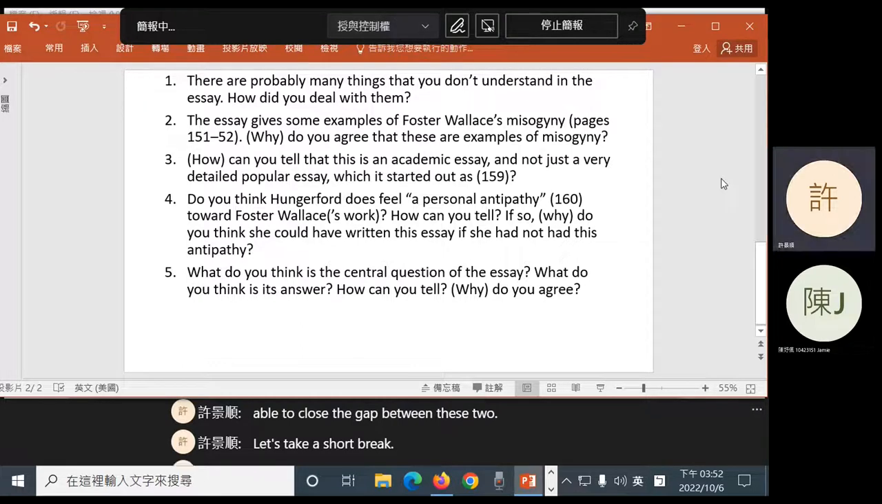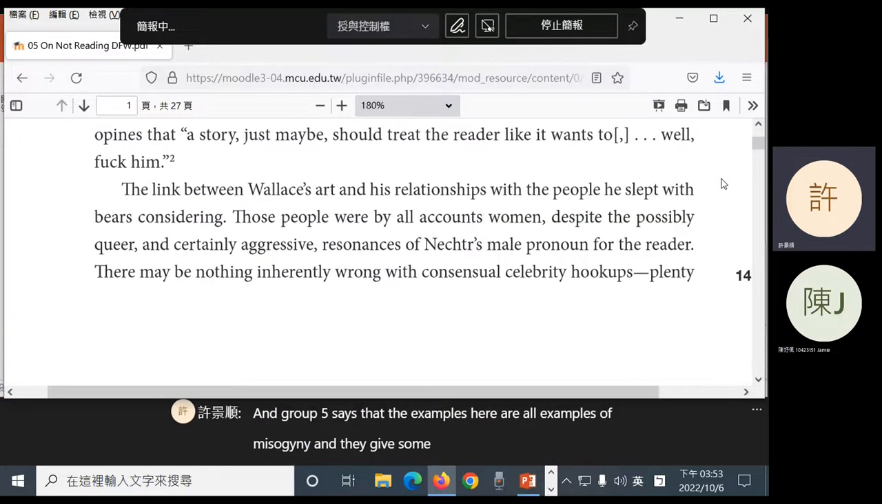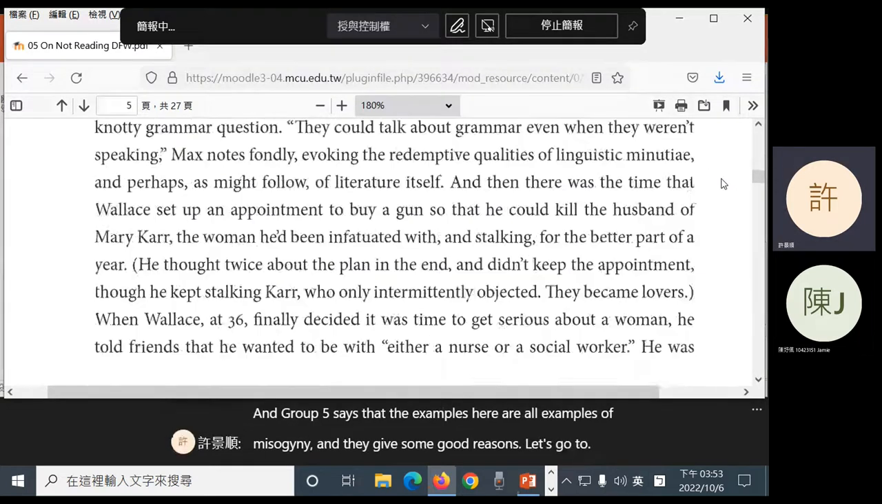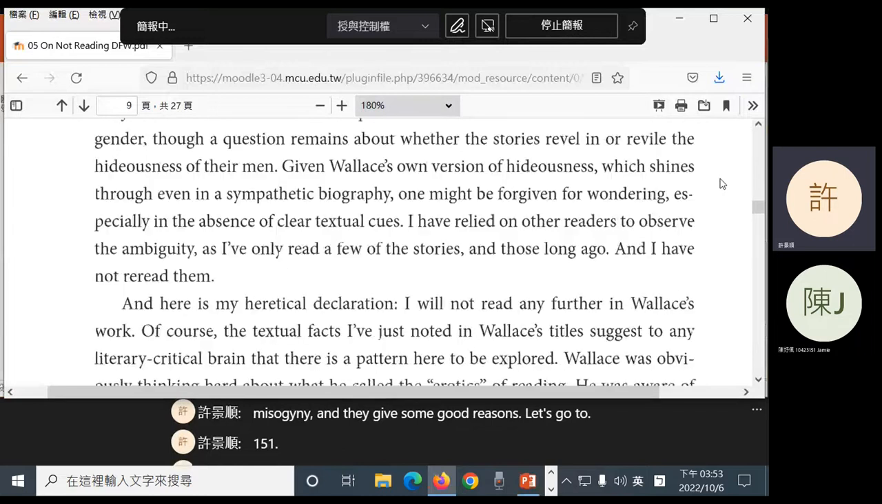Okay, so we're talking about question two. And group five says that the examples here are all examples of misogyny. And they give some good reasons. Let's go to 151 and look at it together.